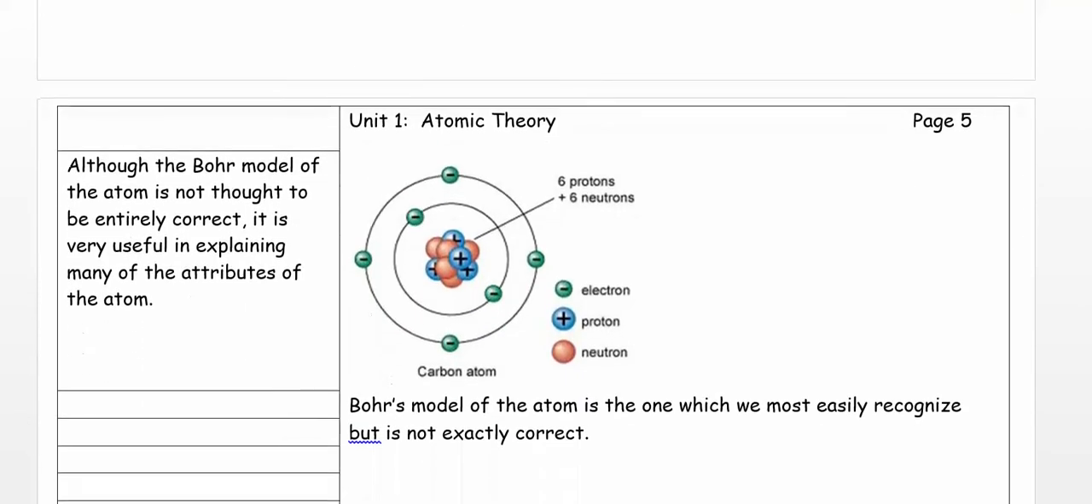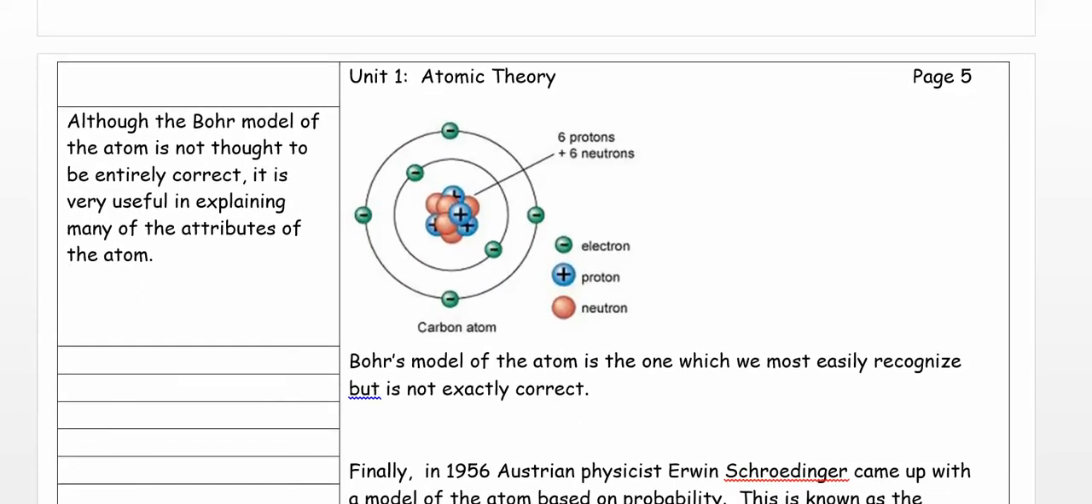So this is what the model might look like, right? In the center of the atom, we had these positively charged protons and these neutral neutrons. And then in the periphery, we had these electrons, which according to Bohr, moved in these specific orbitals around the nucleus. Although the Bohr model of the atom is not thought to be entirely correct, it is very useful in explaining many of the attributes of the atom. And Bohr's model of the atom is the one which we most easily recognize, but even then, it's not exactly correct.